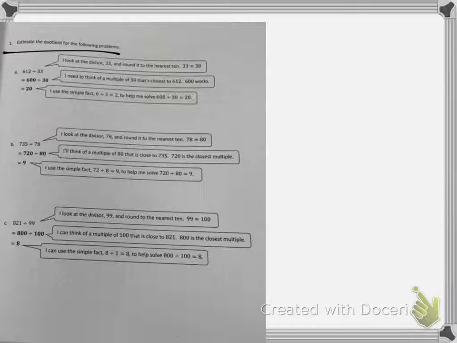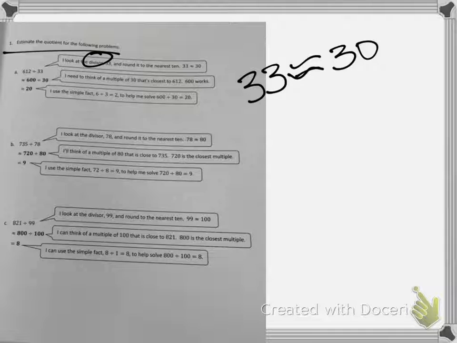So it says estimate the quotient for the following problems. So first, we're going to look at the divisor. Now, the divisor is what is doing the dividing. So our divisor was 33. We are going to round that based on the rounding rule. So that would be 30. Next, we're going to have to think of what is a multiple of 30 that is close to 612.